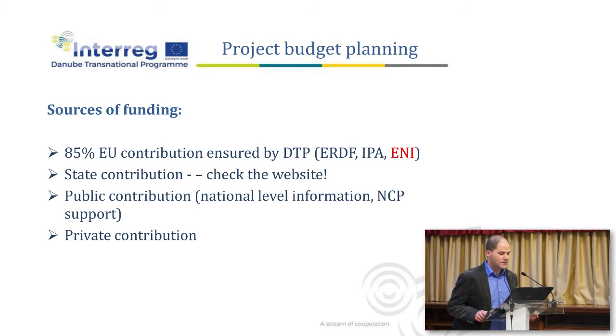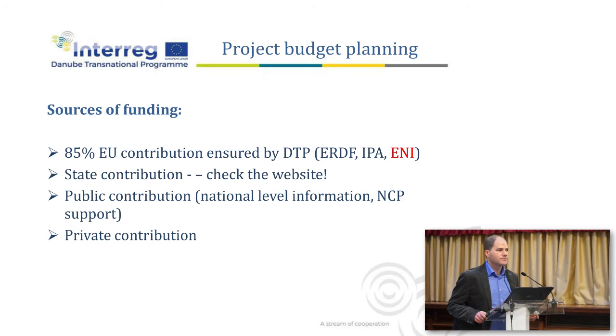Now, besides this 85%, the remaining 15% has to come from other sources. So when you see a budget table, you will have to indicate the other source of financing for the project. So whether the financing is coming from state contribution, public contribution or private contribution. It's also possible to have a combination of these three for the remaining 15%. Possibly, depending on the country, you can have state contribution and private contribution, or state contribution and public contribution.